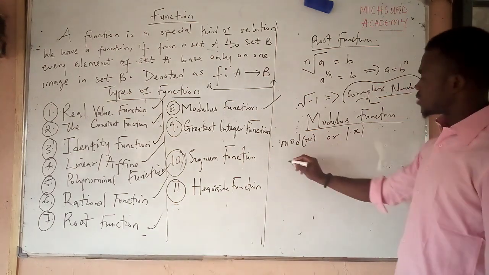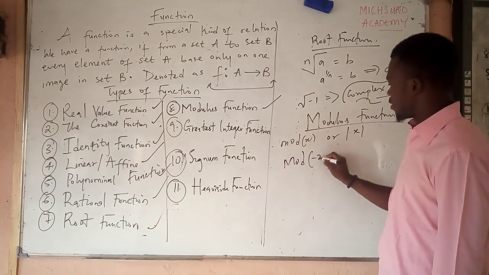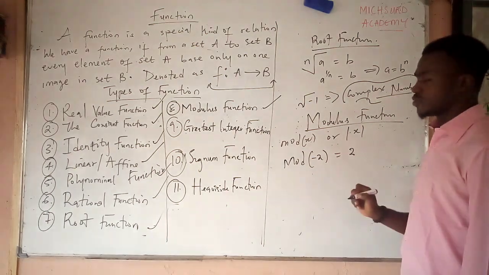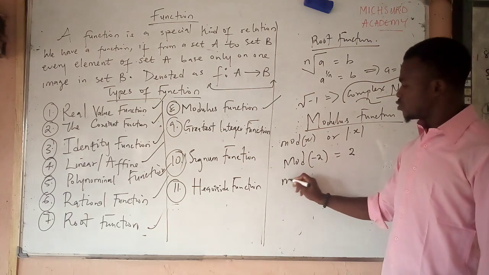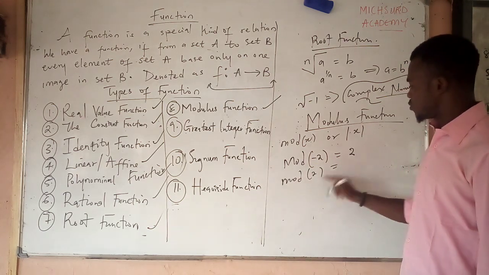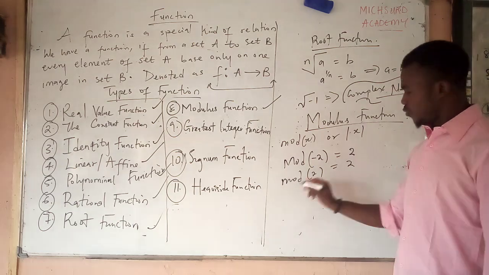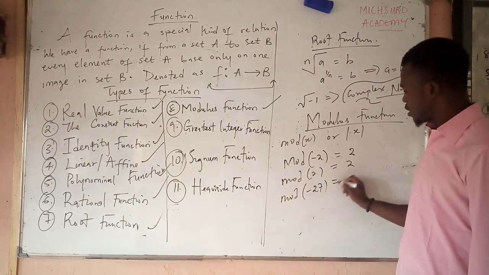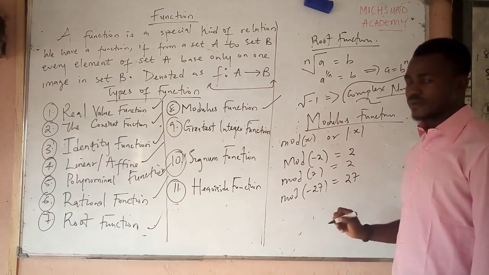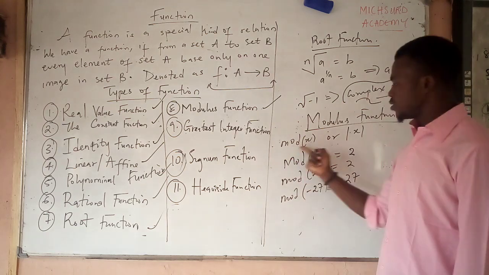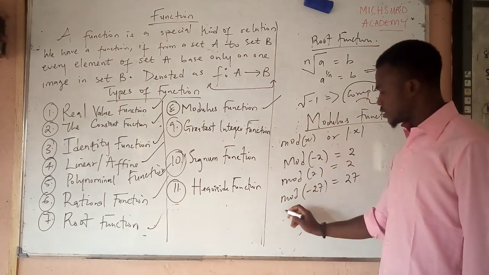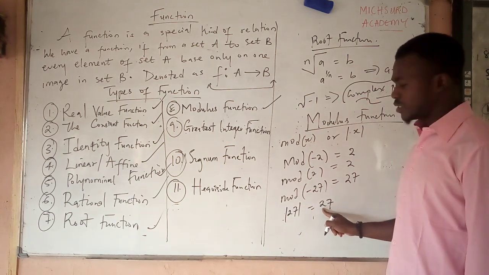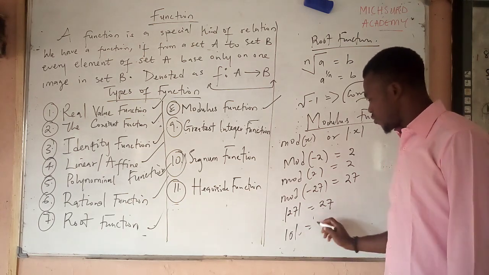So let's consider that we have the modulus of -2. The modulus of -2 will be given as what? 2. Now we have the modulus of 2. The modulus of 2 will also be what? 2. We look at the modulus of -27, it can be given as what? 27. Remember, if we don't use this symbol for modulus, we can use this. So you can still see the modulus of 27 will give us what? Positive 27.